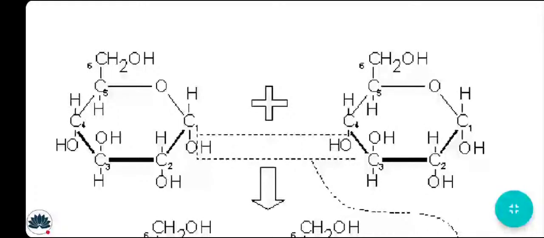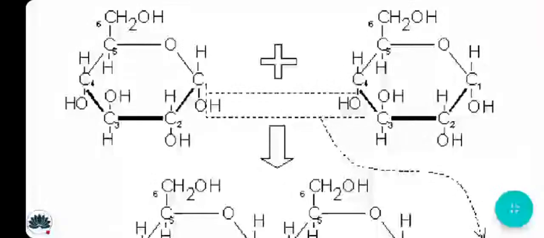Alright. Where is the hydroxyl group? If it is above, it means it's beta. When it is below, it means it's alpha. Understand? So these are both alpha glucose which are combined together to form a glycosidic bond, and the water in the product.